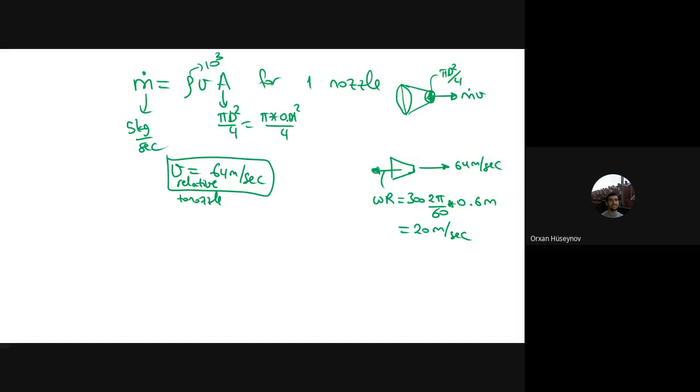So the nozzle moves to the left at 20 meters per second, and the fluid leaves at a rate of 64 meters per second, but this is V relative. You should understand it: V relative of water. This is the relative velocity of water with respect to the nozzle, and the nozzle moves at 20 meters per second. Therefore, the absolute velocity will be 44 meters per second. This is the absolute velocity of the fluid.